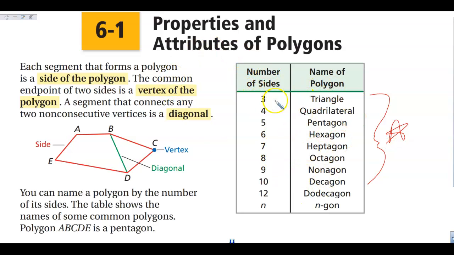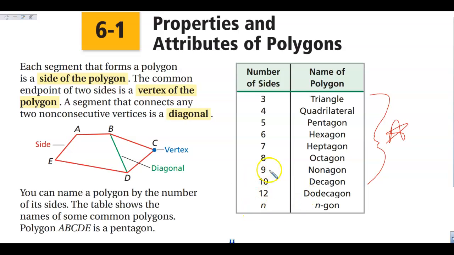If I have 3 sides, it's a triangle. We should already know that. 4 sides is a quadrilateral, 5 sides is a pentagon, 6 is a hexagon, 7 is a heptagon. Sometimes you'll see septagon, but I'm going to use heptagon in here. 8 is an octagon, 9 sides is a nonagon. If we have 10 sides, we have a decagon. 12 sides is a dodecagon.